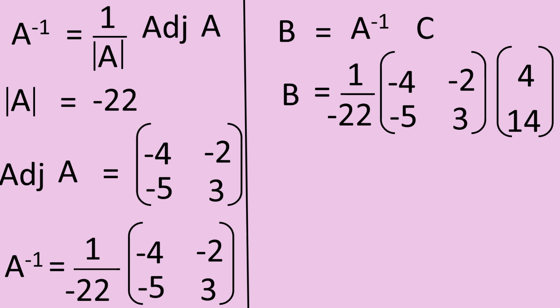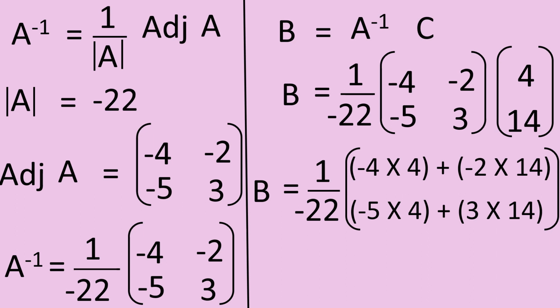So what we'll say is that minus 4 times 4, then we will add minus 2 times 14. So we are looking at the row minus 4 and minus 2, and then we are looking at the column 4 and 14. So we'll first multiply minus 4 times 4, and then we'll add minus 2 times 14. So that gives us the value at the top.